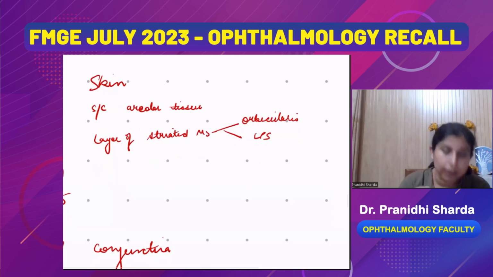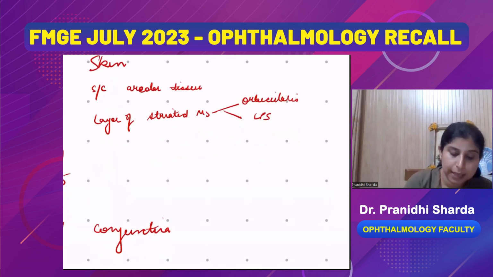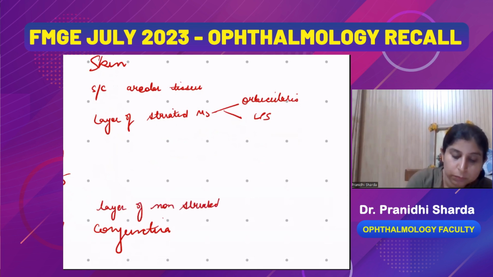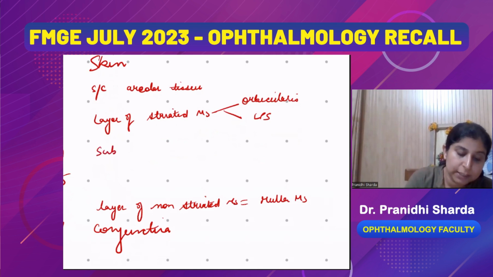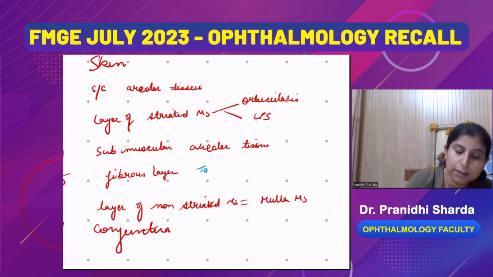Then the second last layer becomes the layer of non-striated muscle. Which muscle is this? That is the Muller muscle. Below the muscular layer is the submuscular areolar tissue, and the fibrous layer, which we commonly know by the name of tarsal plate, lies in this layer.